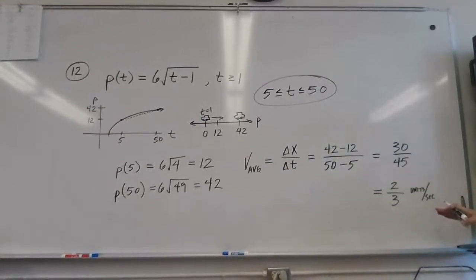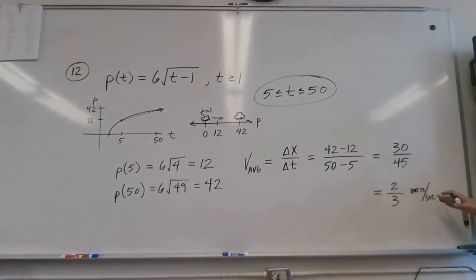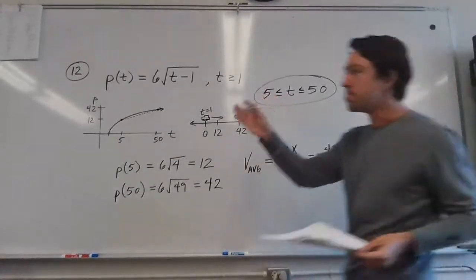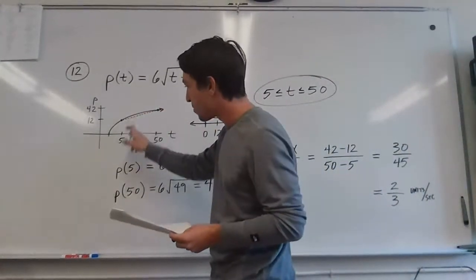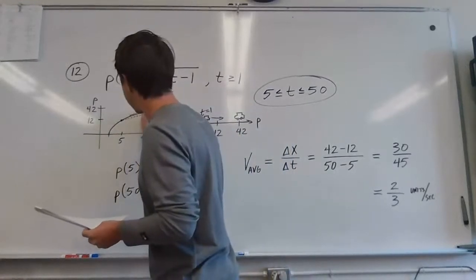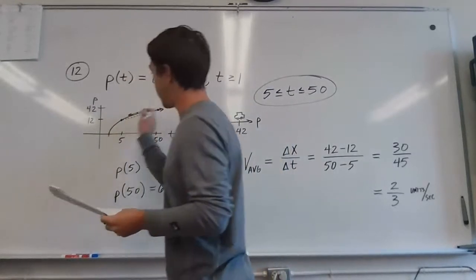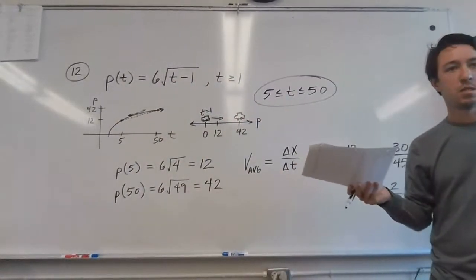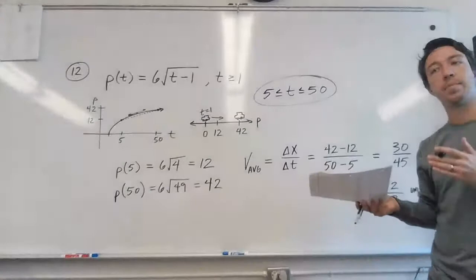We're not done. Just to be clear, we just basically finished half the problem. So the problem was asking, at what time? Does it make sense intuitively that there's some spot between 5 and 50 where the actual speed, like the tangent line, is the same slope as the average slope? Yeah. So that's what we're asked to find: at what time.